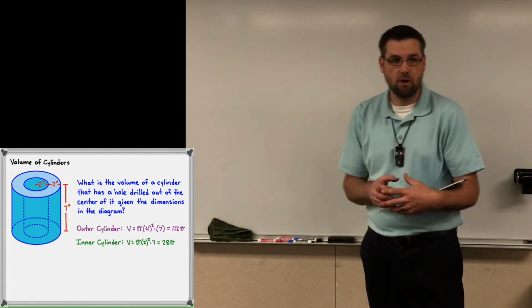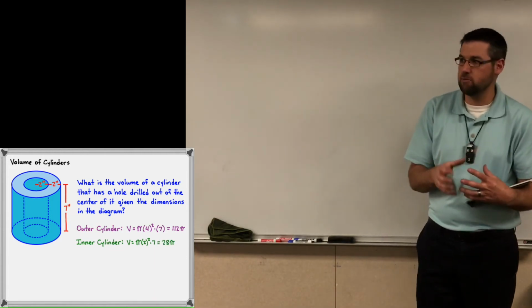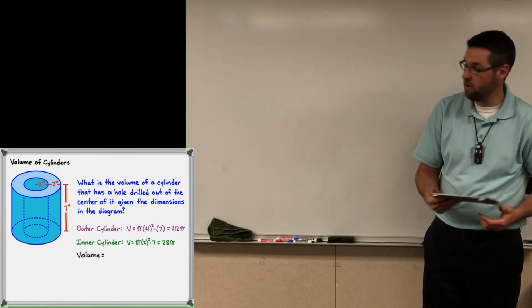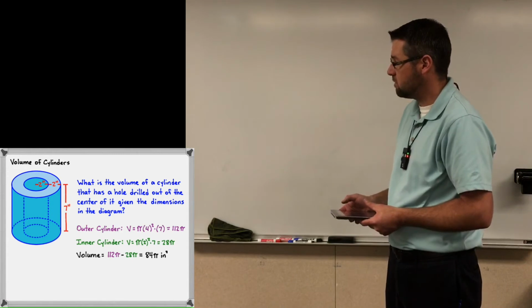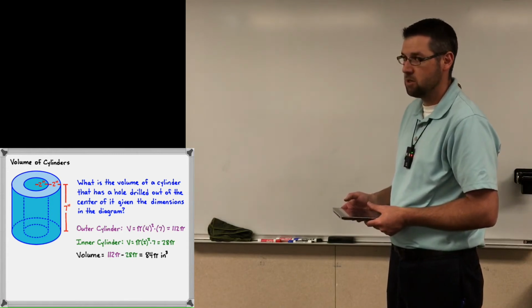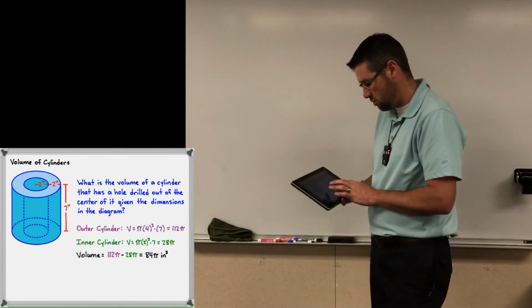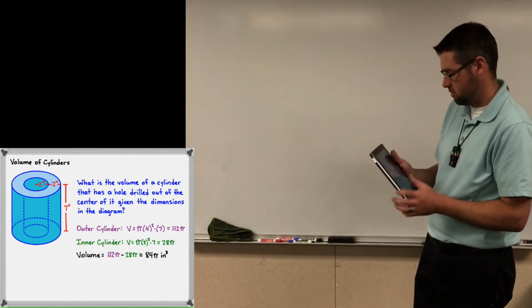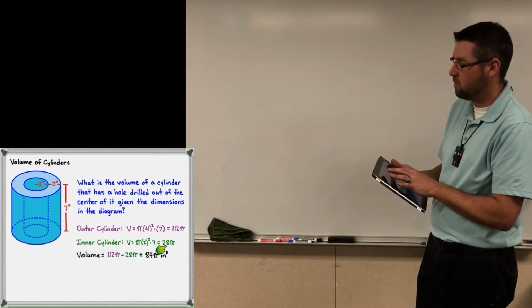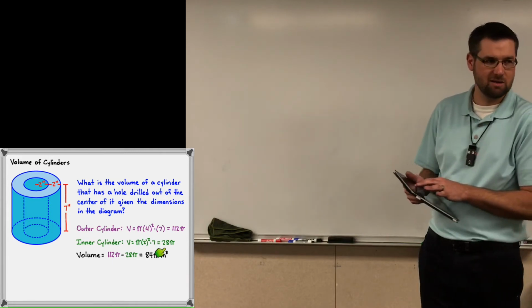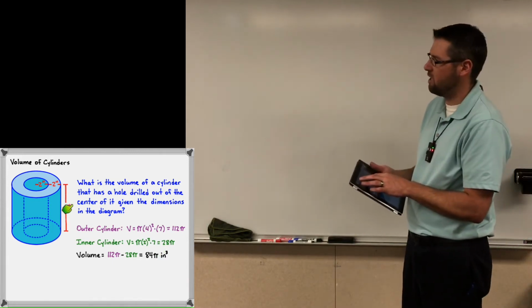Now, how would I find the volume of the actual object? We're going to subtract those. So the actual volume is 112 pi minus 28 pi, which is 84 pi inches cubed. So the answer is obviously, is the volume of the thing we're talking about here the same as the volume of the inside? No. Do you guys know why? Think about it. I mean, look at it.